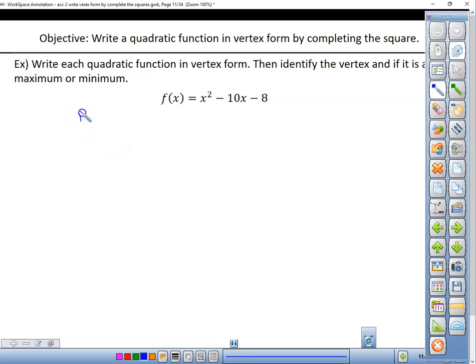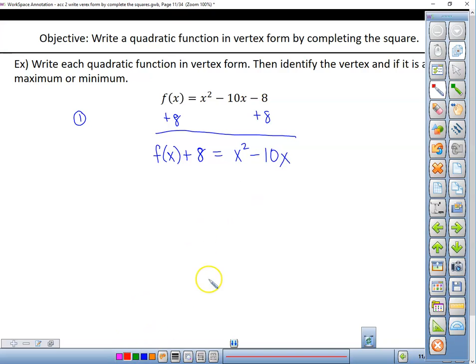So the first thing we're going to realize is toward our goal of creating a perfect square trinomial, this minus 8 is not helpful. So we are going to add 8 to both sides. And over here we now have f of x plus 8 equals x squared minus 10x.